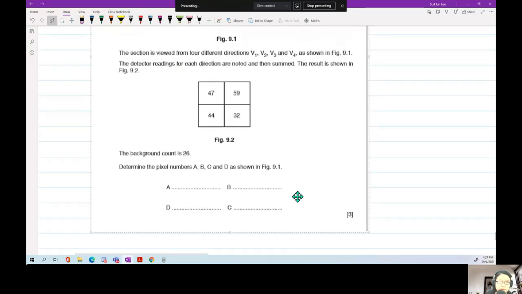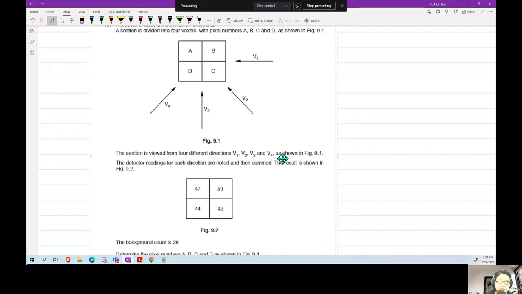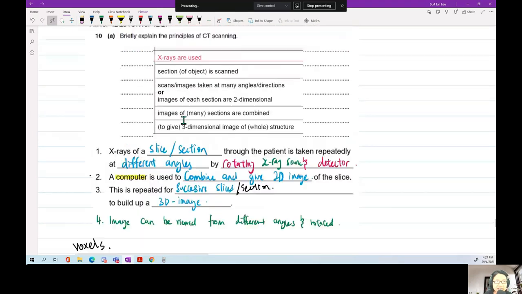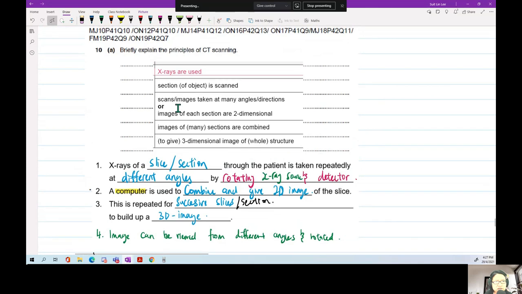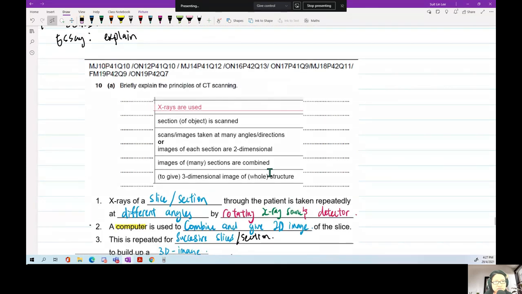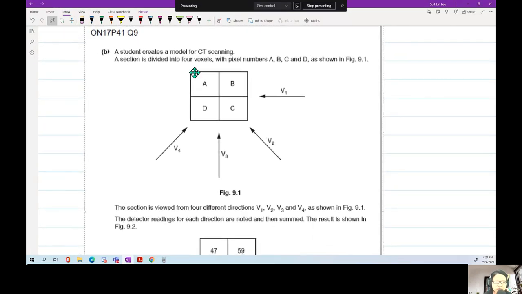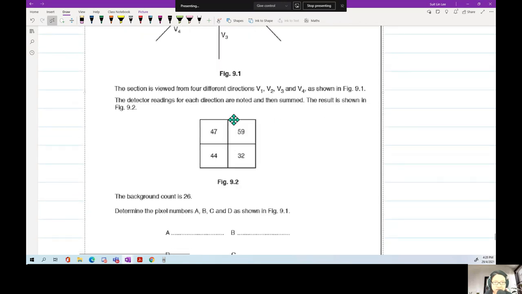This is from ON17, Paper 4-1, question 9. So 9A, they asked this, I think. I'm not sure. Okay, and then this one, they'll ask for part B. So this is CT scanning, and we divide it into four voxels, A, B, C, D. So we scan it in different directions, V1, V2, V3, V4. And then the sum is this one. The background count is 26.